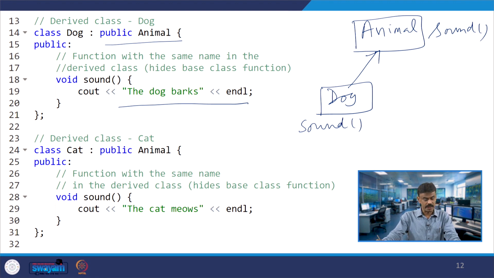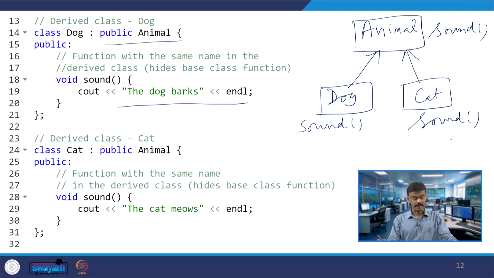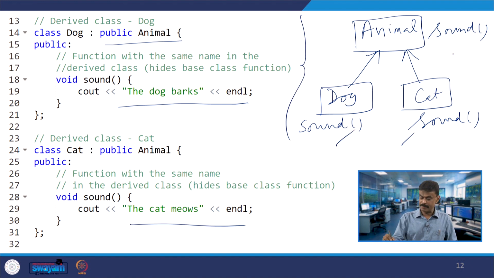Then you have a third class, cat, which also inherits animal. Cat also has the same function name, sound, and prints the cat meows. In the case of a dog, the dog barks is a cout statement. So if you look at the diagram, all of them have the same name.